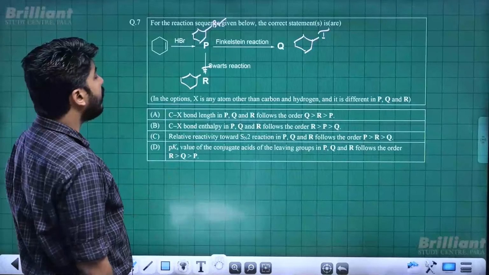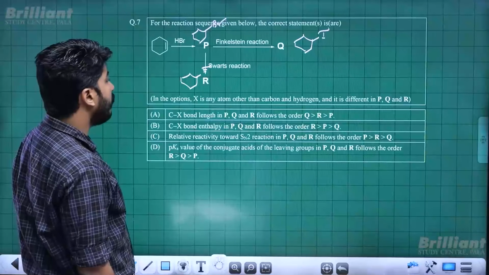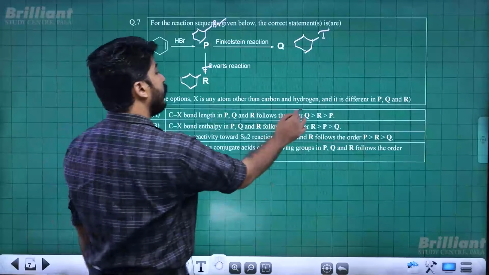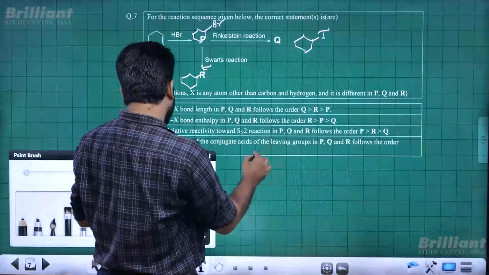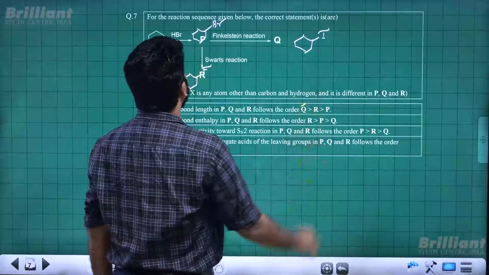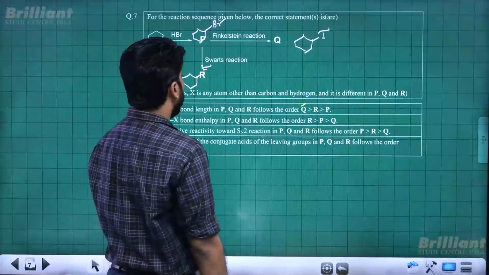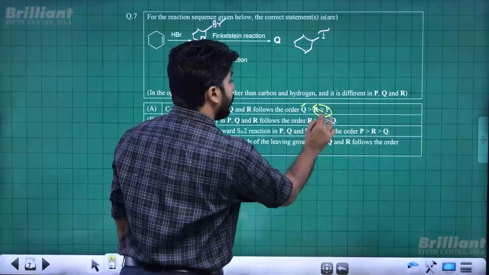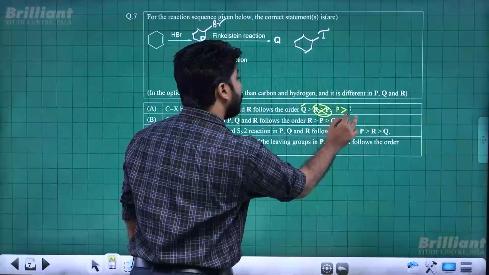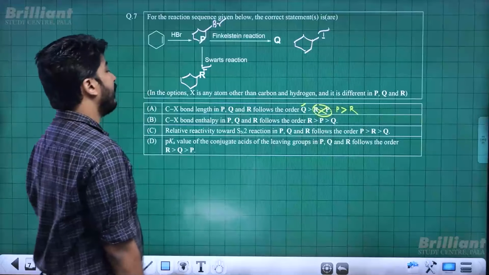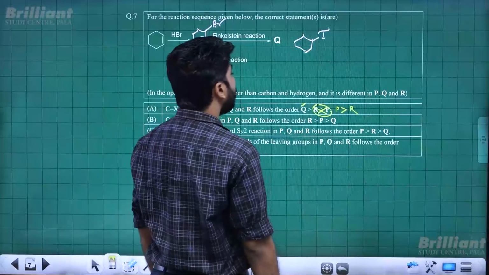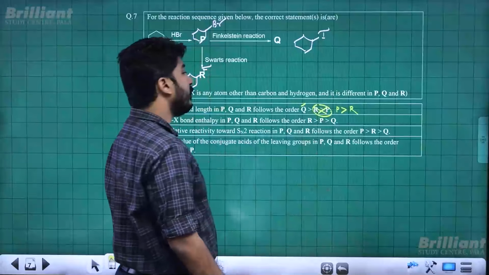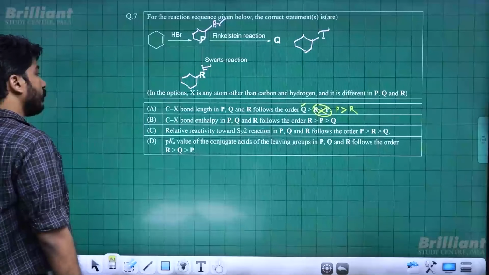C-X bond length in P, Q and R follows the order Q highest, correct. Q is having the highest bond length because it is containing iodine atom. Then R second highest, that is going to be wrong. P is going to be second highest and R is going to be smallest in terms of C-X bond length because fluorine is smallest atom. So the correct order must be QPR, not QRP. So it's not an answer.